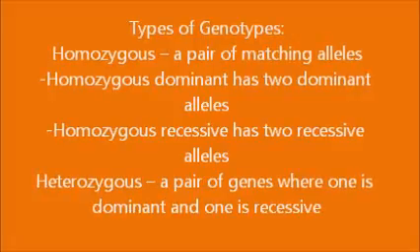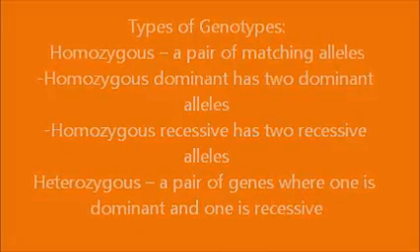With a heterozygous genotype, a pair of genes where one is dominant and one is recessive. So in a Punnett square, one letter will be capitalized and one will be lowercase.